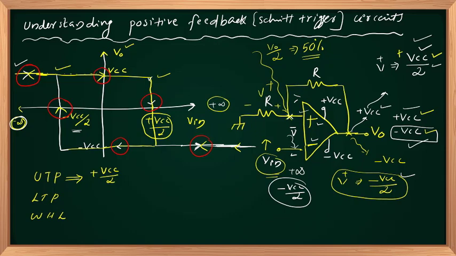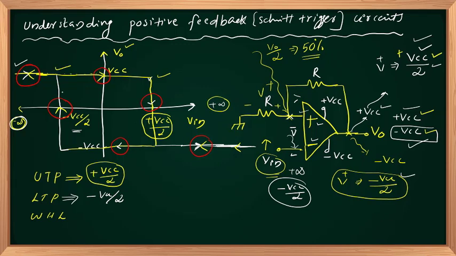You are looking into the input axis and you are identifying the highest value of Vin at which there exists a transition. Transition can be plus to minus or minus to plus, doesn't matter. Similarly, lower triggering point or LTP implies the lowest value of an input signal at which there exists a transition. Transition can be either from plus to minus or minus to plus. Here we are having a transition from minus to plus at a lowest value of minus VCC by 2.